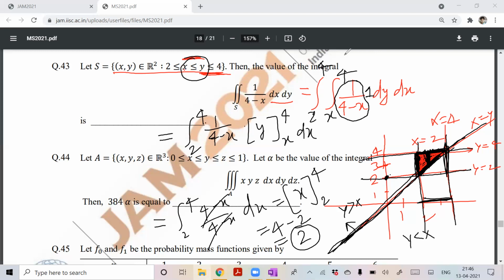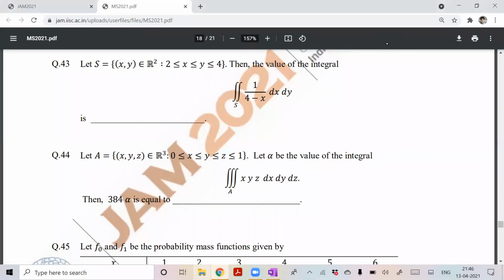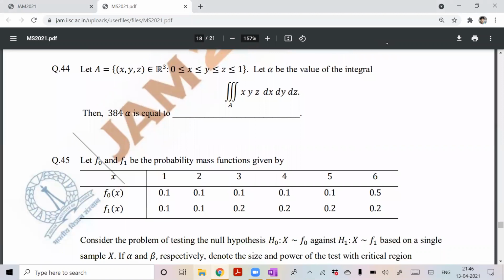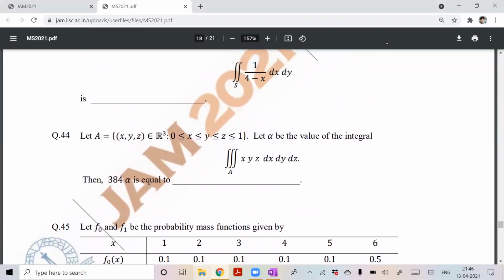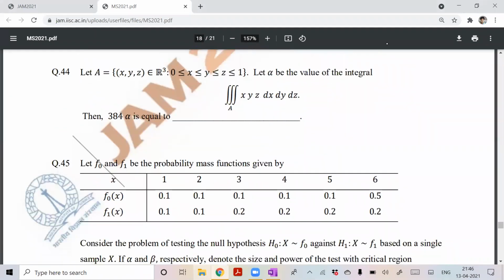Okay, let's go to question number 44. So for the 44th question, A is a set containing x, y, z such that 0 is less than or equal to x, less than or equal to y, less than or equal to z, less than or equal to 1. And alpha is the value of this. So it is also similar to the last question, but this is for a triple integral.